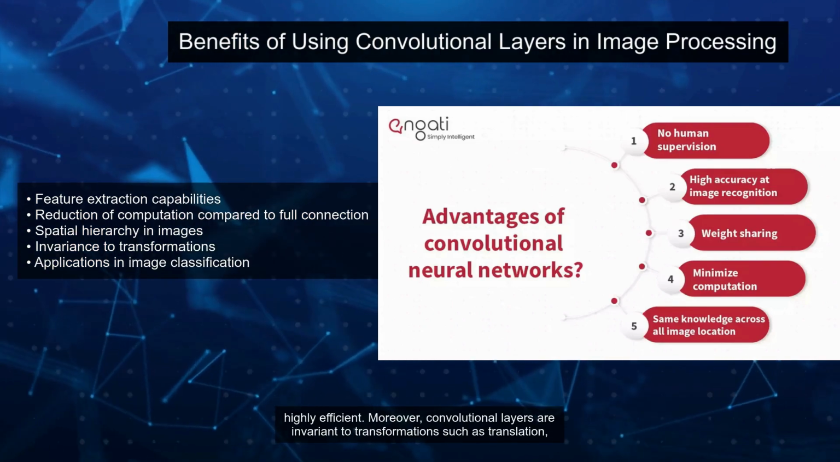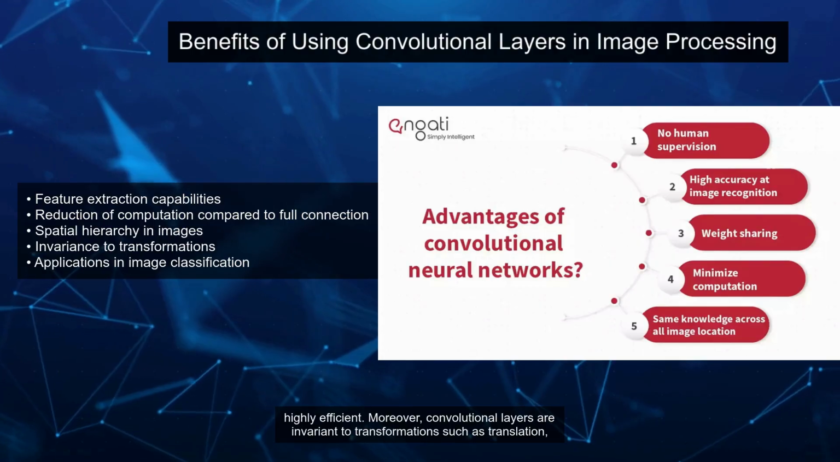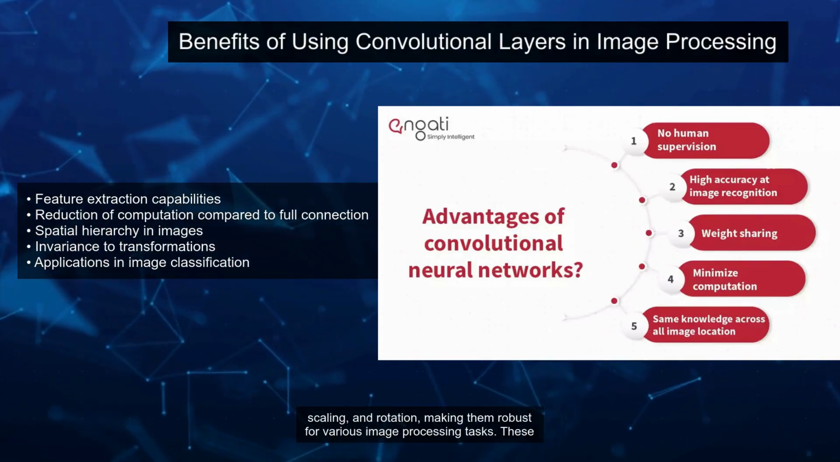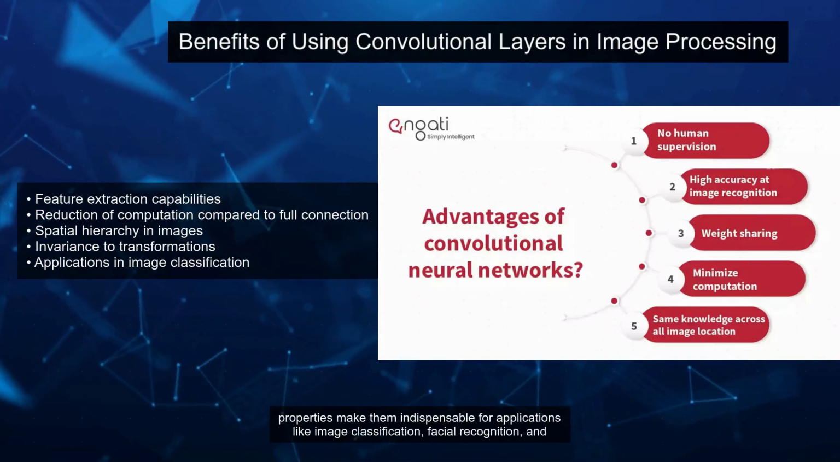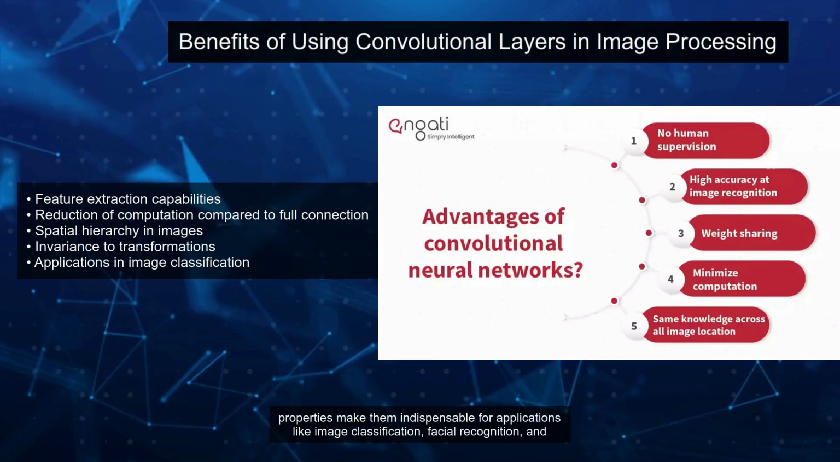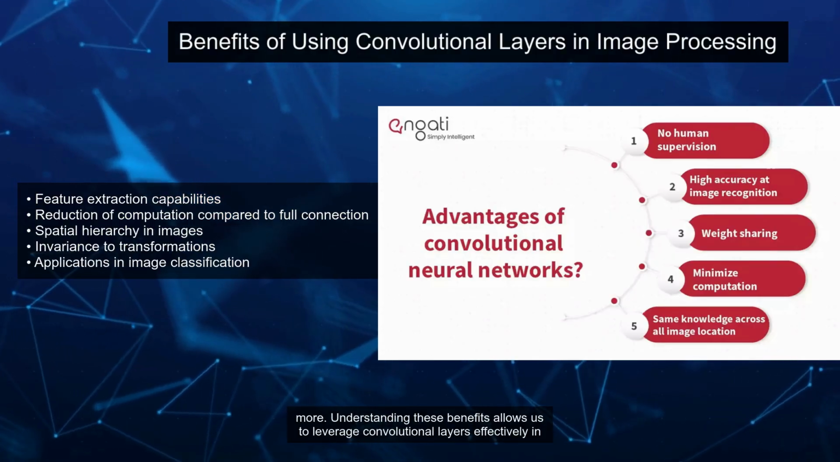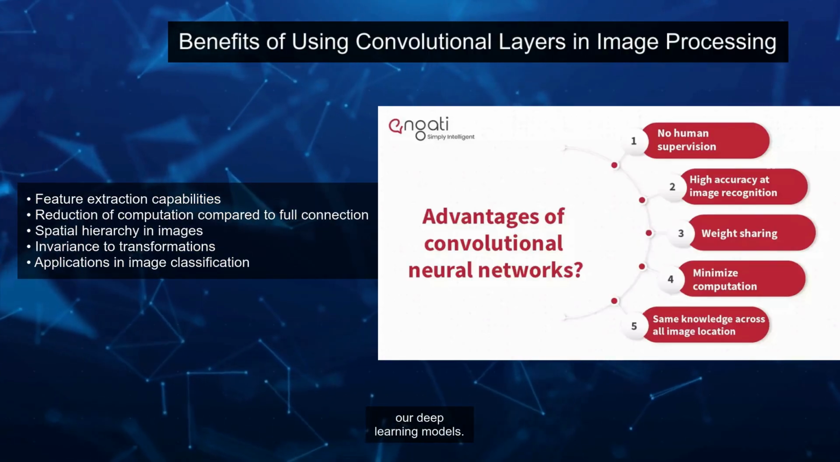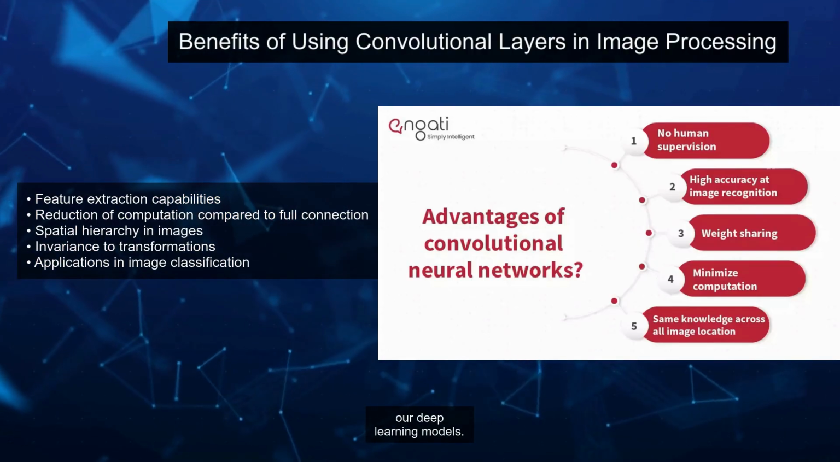Moreover, convolutional layers are invariant to transformations such as translation, scaling, and rotation, making them robust for various image processing tasks. These properties make them indispensable for applications like image classification, facial recognition, and more. Understanding these benefits allows us to leverage convolutional layers effectively in our deep learning models.